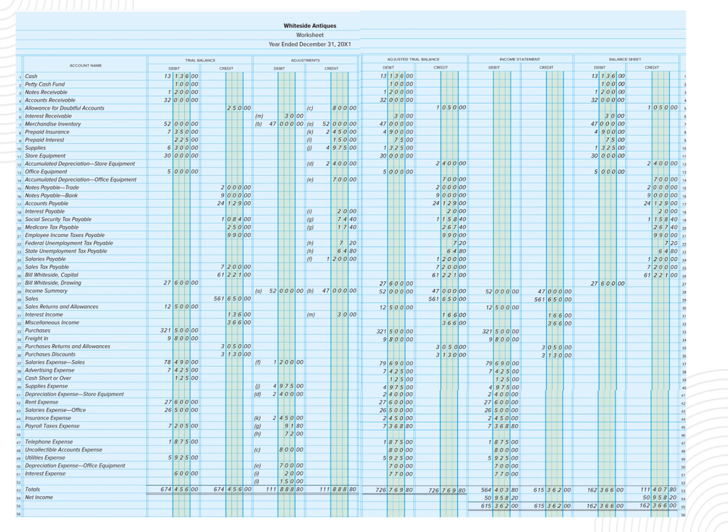The starting point for the preparation of the financial statements is the worksheet. Here's a worksheet for Whiteside Antiques. In practice, you would likely use an accounting software to record adjustments and print out an adjusted trial balance. However, in this class, we'll use the worksheet because it teaches you what the system will do for you in the future.